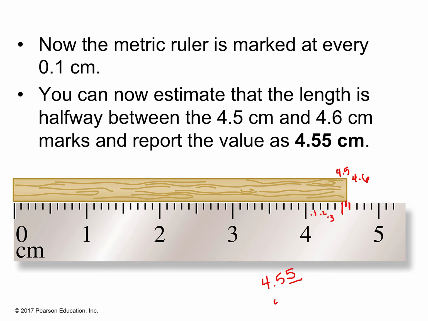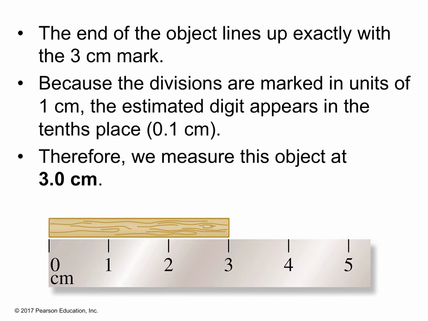this as 4.55. But you could have written 4.54 or 4.56, right? Because again, that last digit is always an estimate. We are always taking a guess because we don't know exactly. We know it's between 4.5 and 4.6, but we don't know where exactly it is between them. Okay.